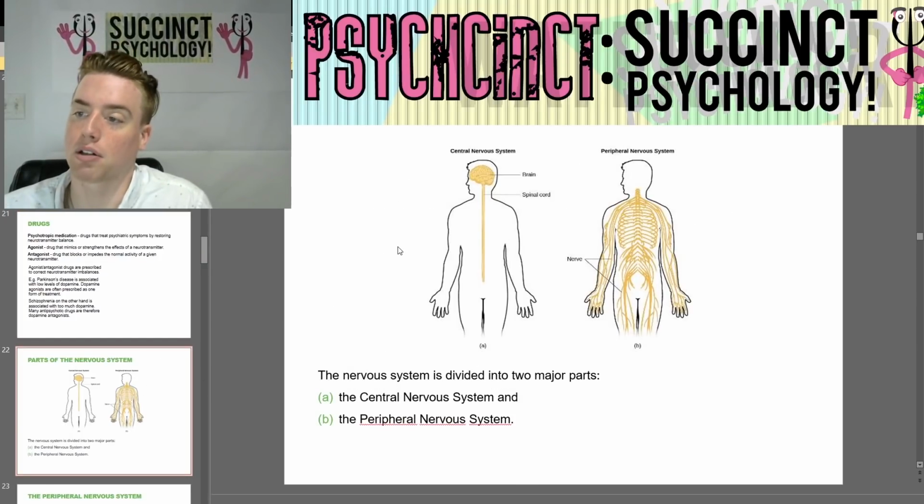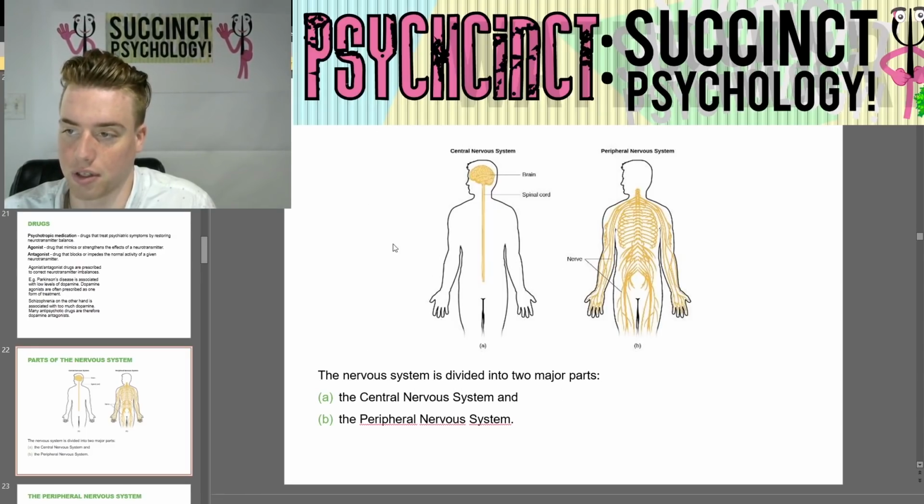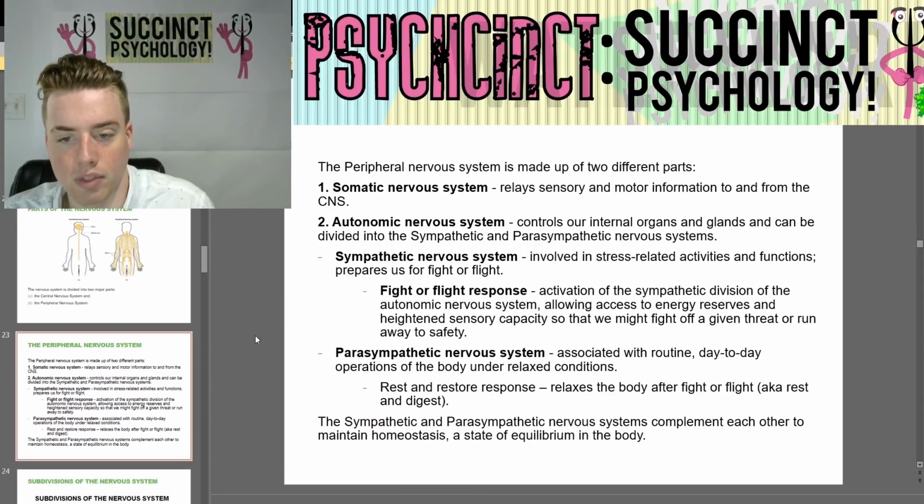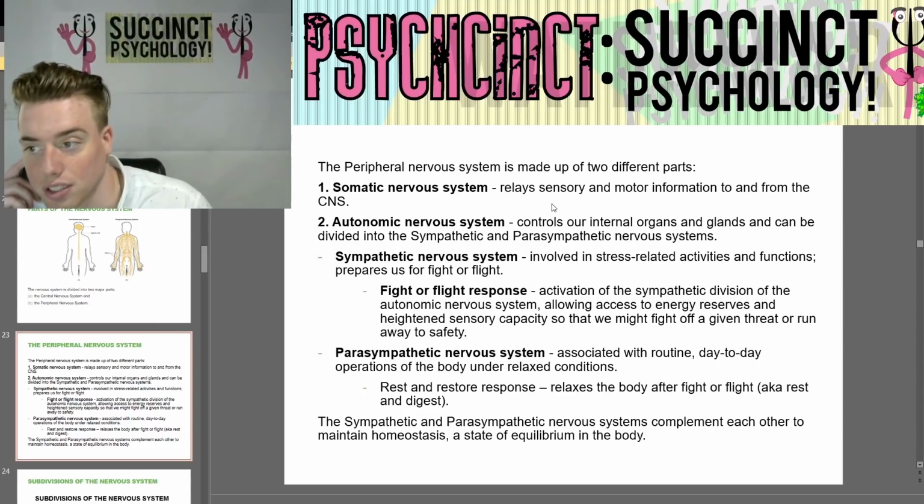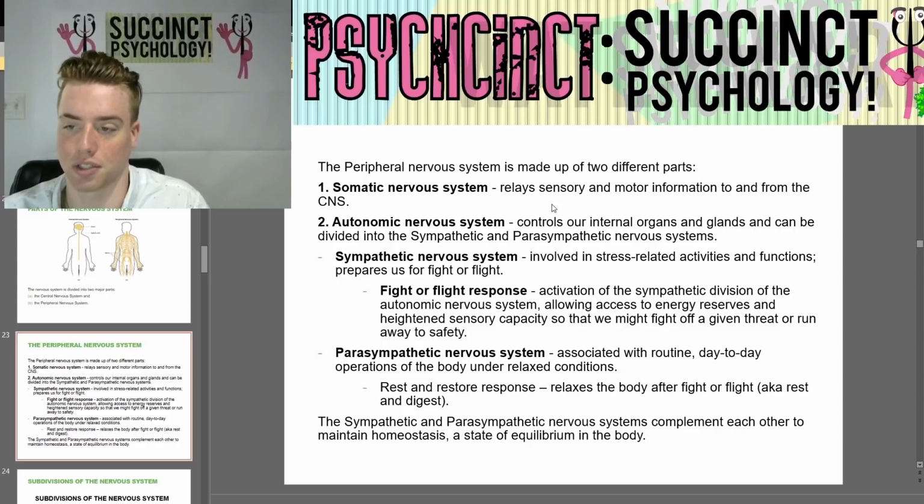So going on, we have the parts of the nervous system. The nervous system is divided into two major parts: the central nervous system, shown here, is the brain and spinal cord, and the peripheral nervous system, which is all the different nerves. The peripheral nervous system is made of two different parts. The somatic nervous system relays sensory and motor information to and from the central nervous system, and the autonomic nervous system controls our internal organs and glands and can be divided into the sympathetic and parasympathetic nervous systems.